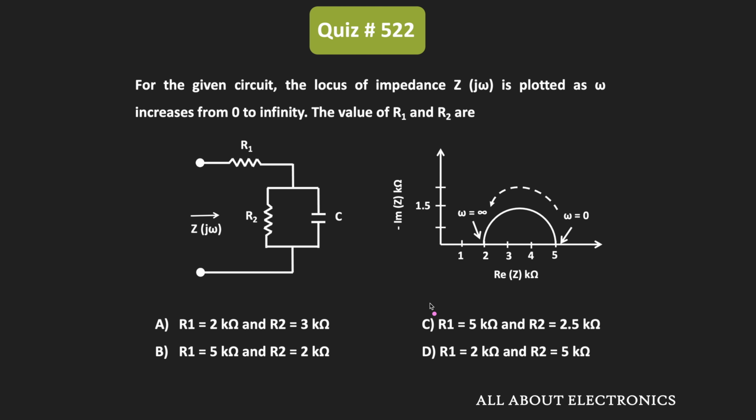So in this question, we have been given this circuit, and for the given circuit, we have been asked to find the value of R1 and R2. And to find that, we have also been given the locus of the impedance.